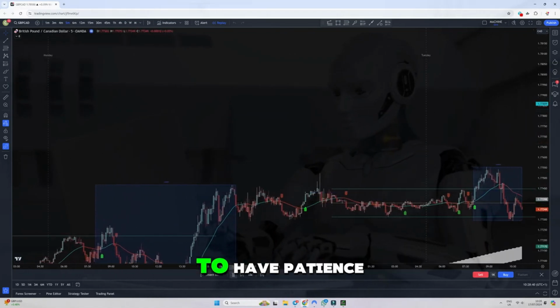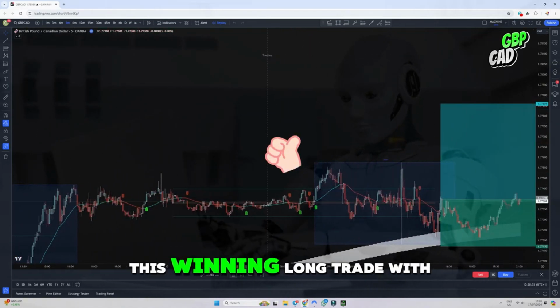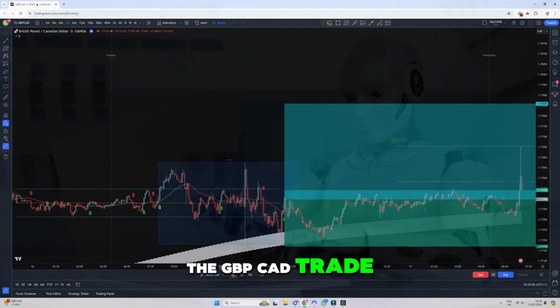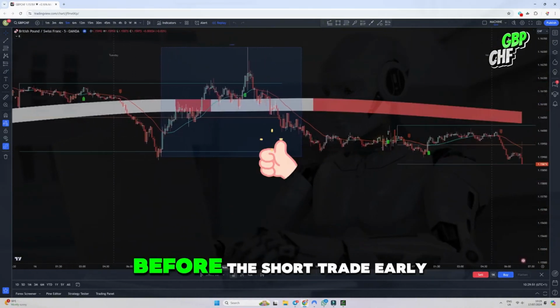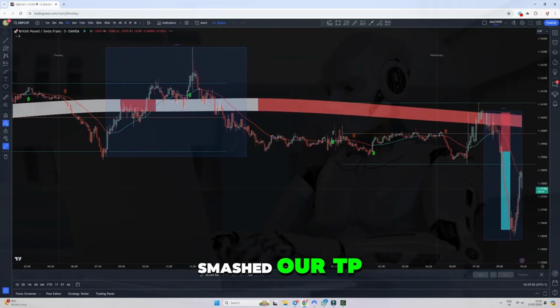With every system you need to have patience. As you can see with this winning long trade, the GBP/CAD trade. The GBP/CHF bounced off the bearish resistance during Asia before the short trade early in London smashed our TP.